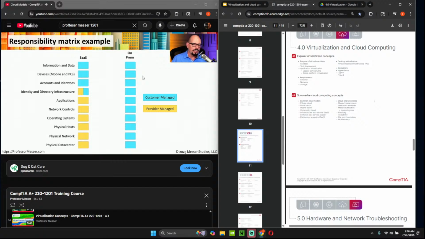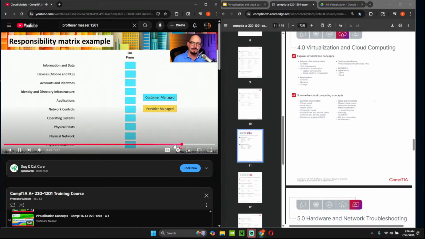Software as a service is one where the provider is managing a very large amount of that infrastructure, all the way from the physical data center up through the application itself. You as the customer may want to provide some additional identity and directory infrastructure for authentication. You might want to have your own accounts configured within the software as a service platform, and you'll provide a responsibility of you, the customer.